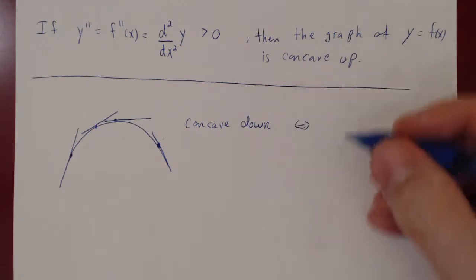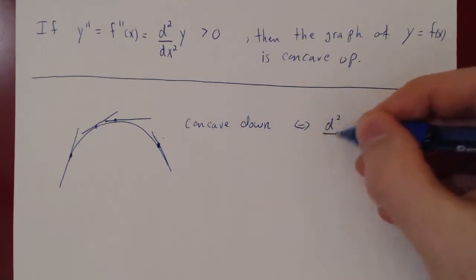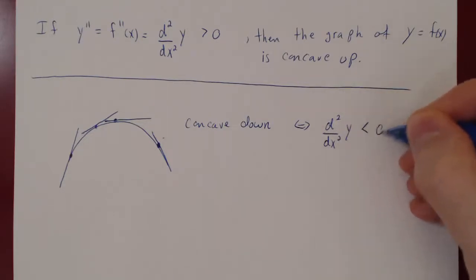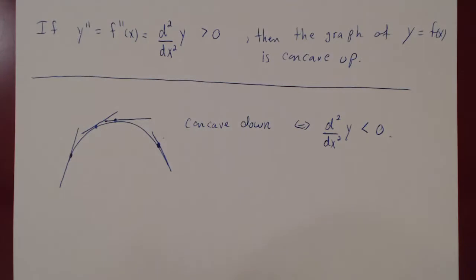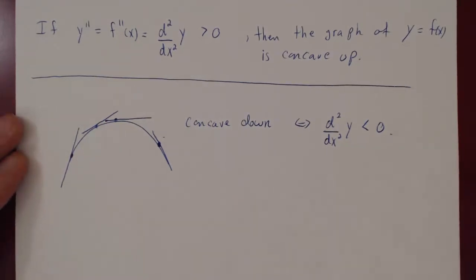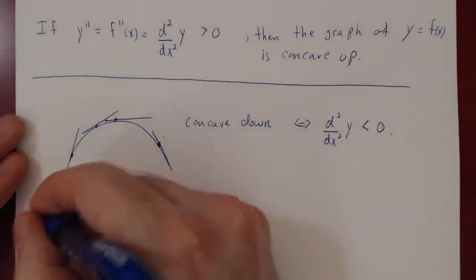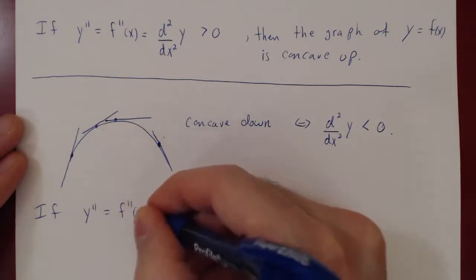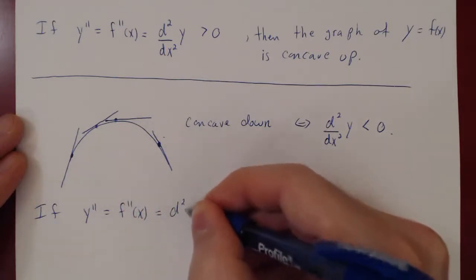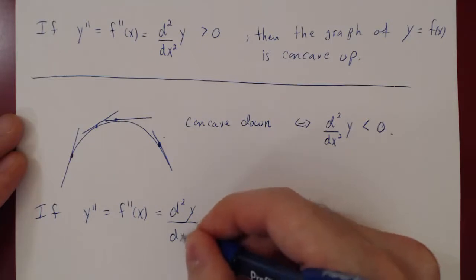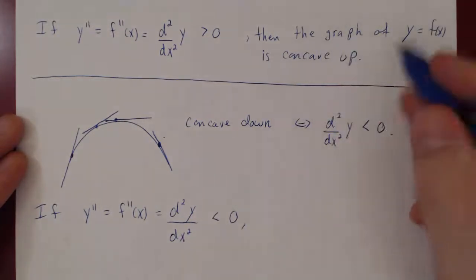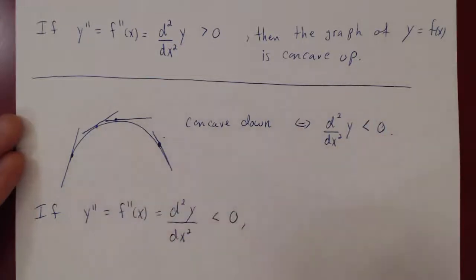But the derivative of the derivative, as we have just said, is the second derivative. And so the second derivative gives you the shape of the graph of y equals f of x. So if the second derivative of our function is now negative, then the graph of y equals f of x is concave down.